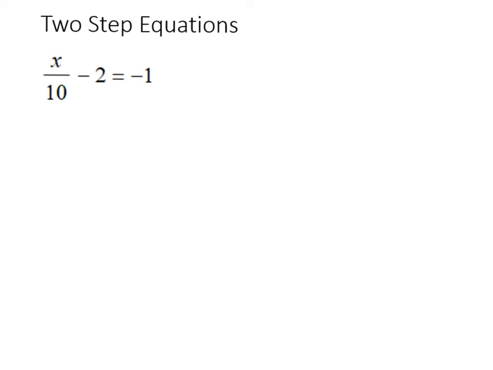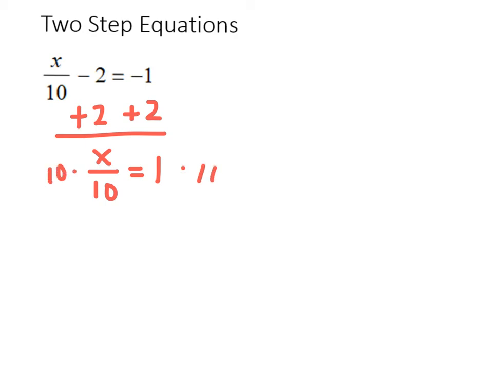In the next example, we're going to go through the same process of isolating that variable. So first, since we have a subtraction of 2 on the side with the variable, we're going to do the inverse operation of adding. So we'll add 2 to both sides. So that's going to become x over 10 equals 1. Now, since x is divided by 10, we use our inverse operation of multiplication. So we're going to multiply both sides by 10, so these 10s will cancel out. It's going to become x is equal to 10.